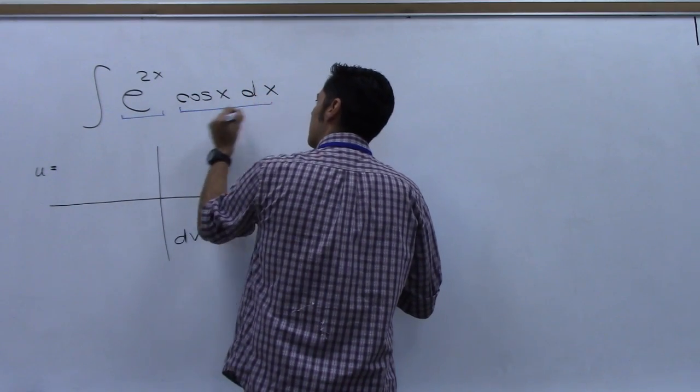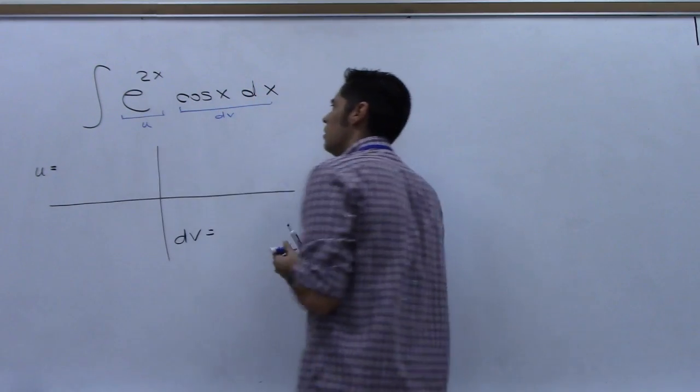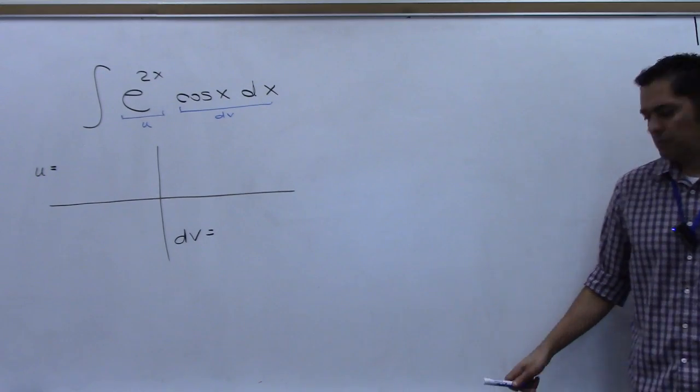So let's go with the first option, which was to let this one be the u, and this one's going to be the dv. That's going to be dv, that's going to be u. And let's just see what happens.